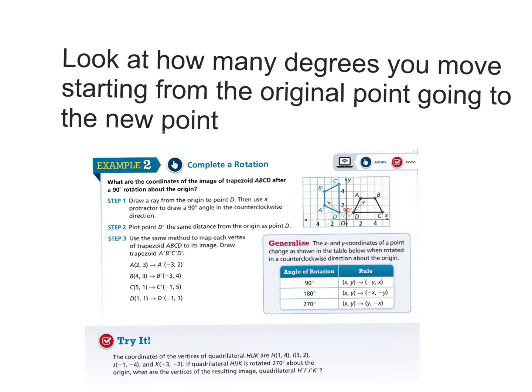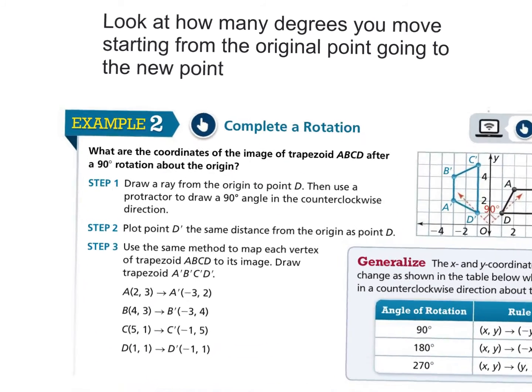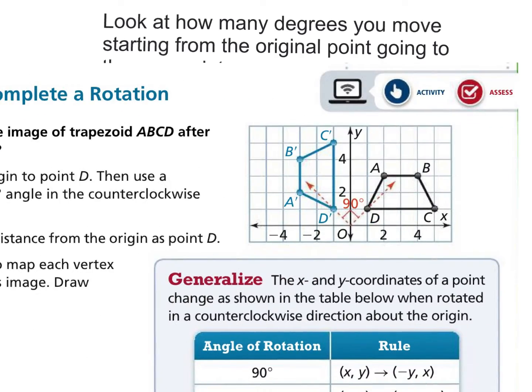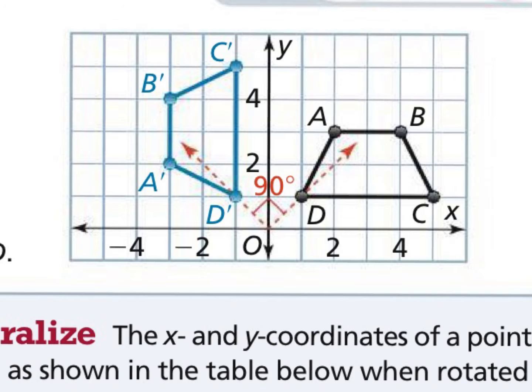What we're going to do more so is actually use tracing paper, and I'll show you how that works. So example 2: what are the coordinates of the image of trapezoid ABCD after a 90 degree rotation about the origin? ABCD is our starting figure, and we're rotating it 90 degrees about the origin.